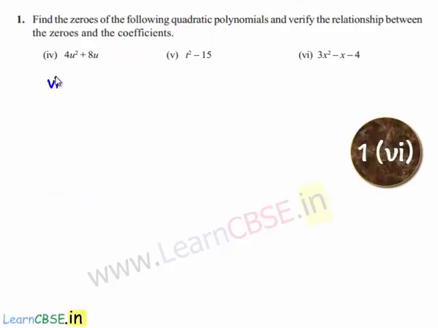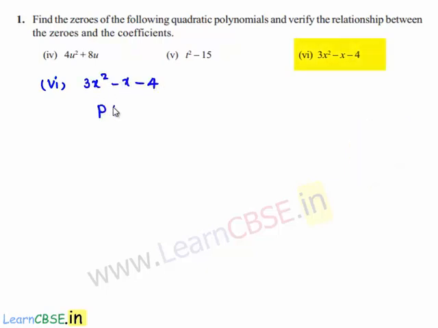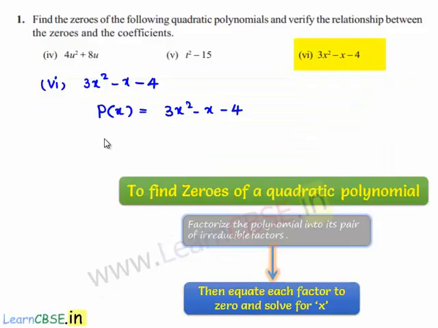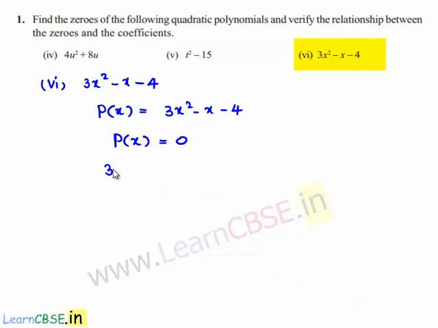Now coming to the sixth bit, which is 3x square minus x minus 4. Let us write polynomial p of x is equal to 3x square minus x minus 4. In order to find the zeros of the polynomial, let us equate the given polynomial to 0. That is 3x square minus x minus 4 is equal to 0. So let us factorize the given polynomial. By splitting method, we can write 3x square minus x minus 4 as 3x square minus 4x plus 3x minus 4 is equal to 0.